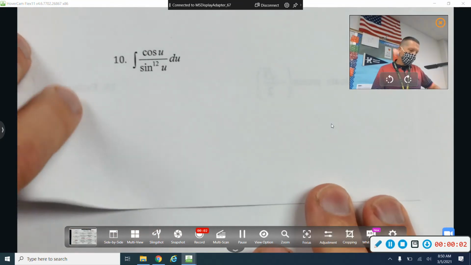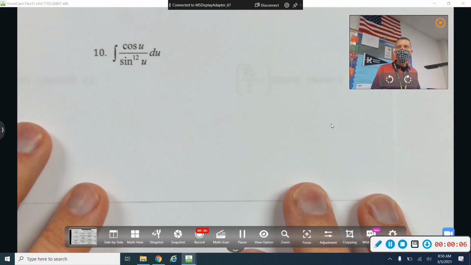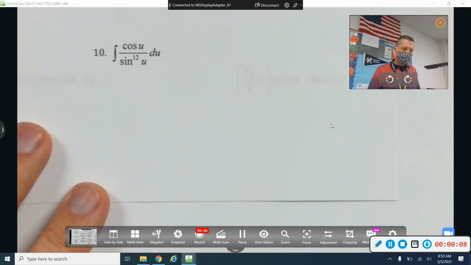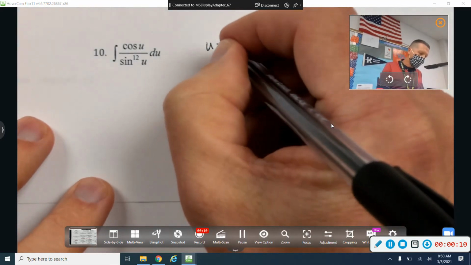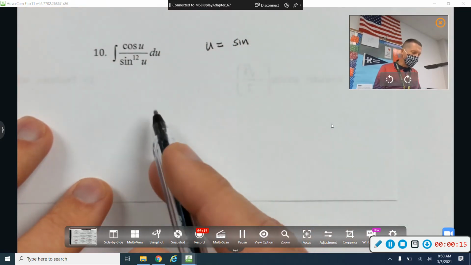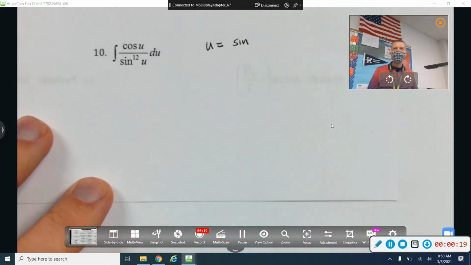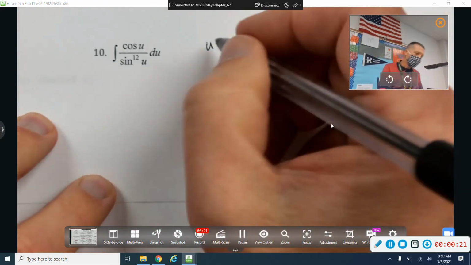Okay, looking at the review, let's look at number 10. Did you have a guess for what u should be? Yeah, I think u should be sine. Oh, it's already in u. So we can do a u substitution. That's kind of misleading. Let's pick a different variable though.